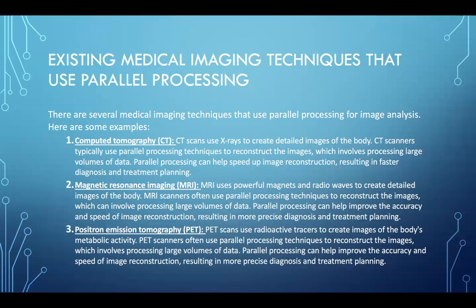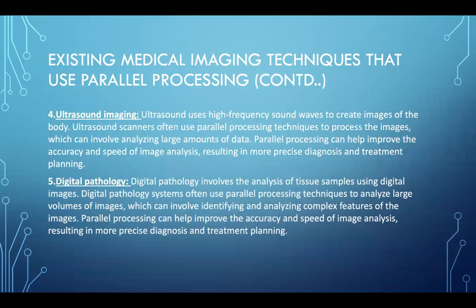Ultrasound imaging. Ultrasound uses high-frequency sound waves to create images of the body. Ultrasound scanners often use parallel processing techniques to process the images, which can involve analyzing large amounts of data. Parallel processing can help improve the accuracy and speed of image analysis, resulting in more precise diagnosis and treatment planning.